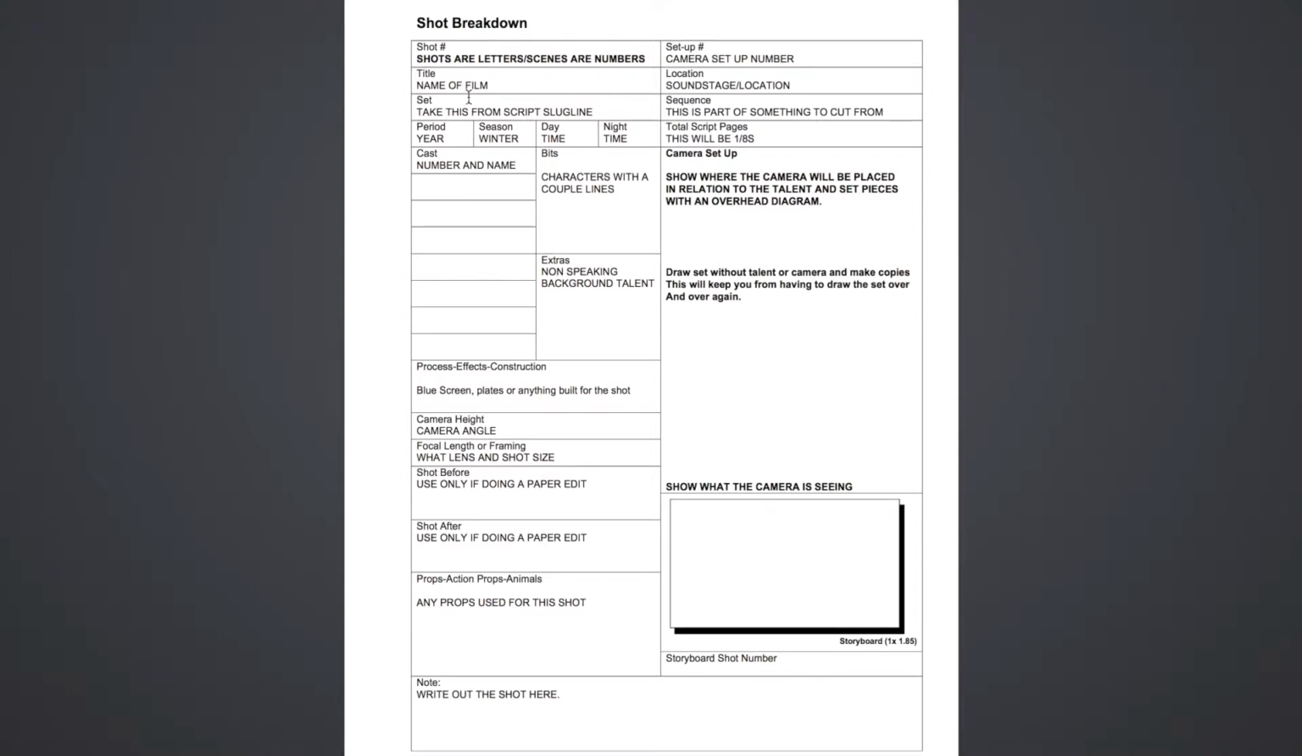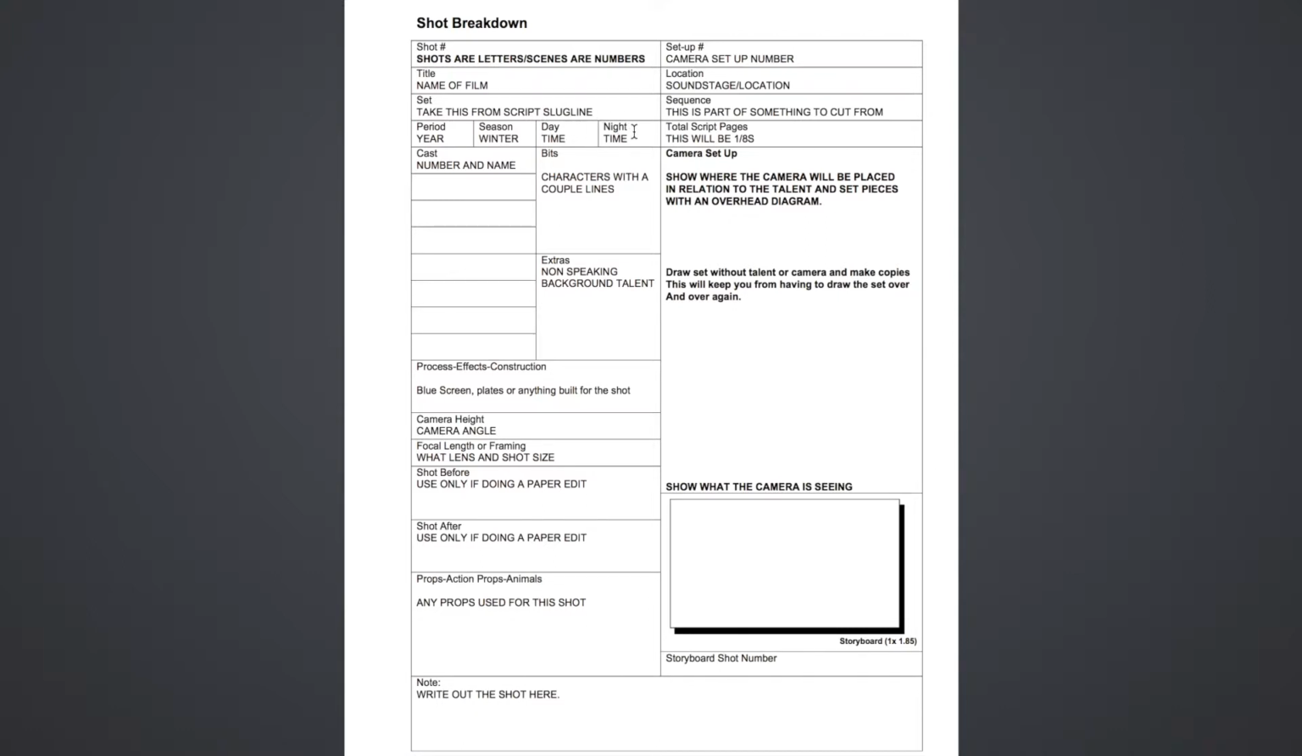The title is the name of the film. Set is taken from the script slugline. I know in screenwriting, when you write a script, a slugline tells you where we're at, the season, if it's day or night, and the actual set where it takes place in the script. If it's home, the office, day. I know you've gone over that, so I don't need to beat that to death. But we've got the period, which is year, season, winter, time, day or night. We need to know that too.